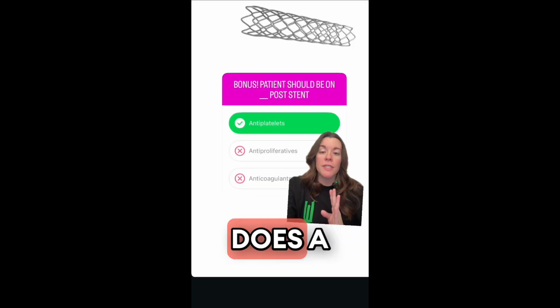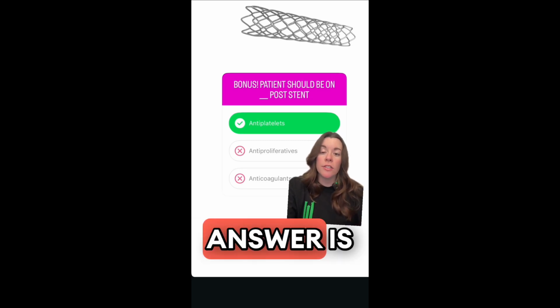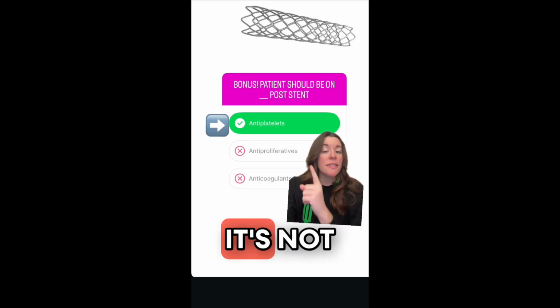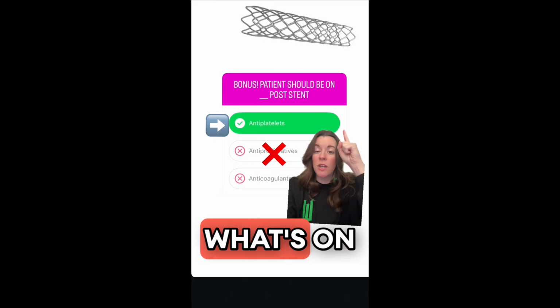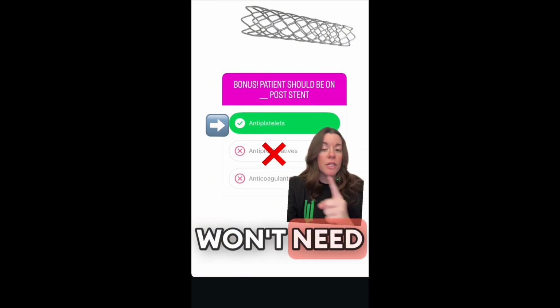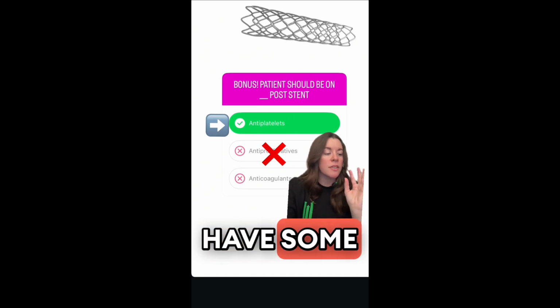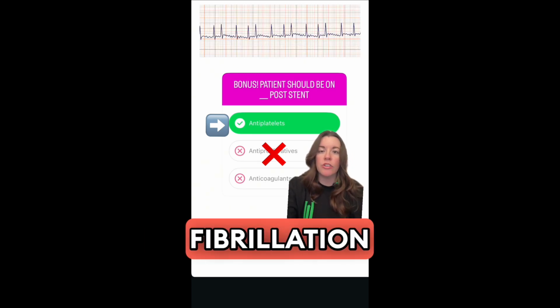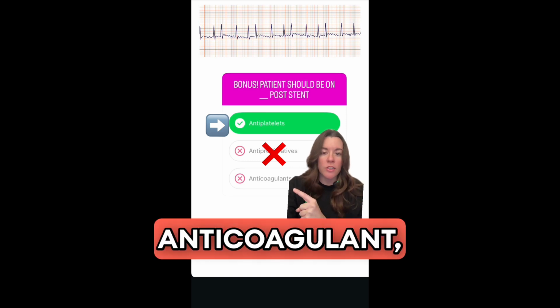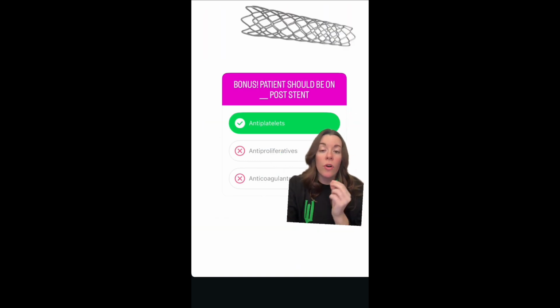What medication does a patient need to be on after receiving a stent? So the answer is antiplatelets. It's not antiproliferatives because that's what's on the stent. Remember, antiproliferative, anti-inflammatory drugs, so they won't need to be on those. And then anticoagulants. Now, if they have some other condition like atrial fibrillation or stroke prevention, they might be on an anticoagulant, but it's not related to the stent. They need to be on oral antiplatelets.